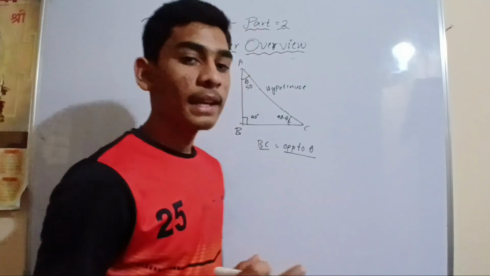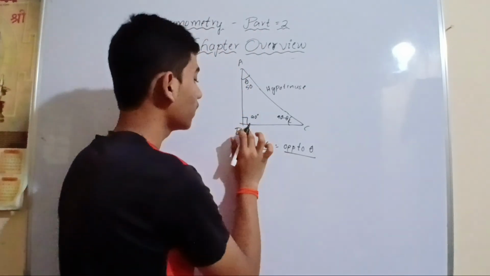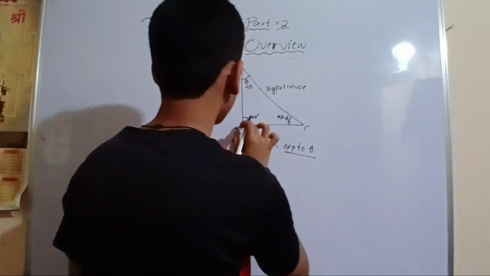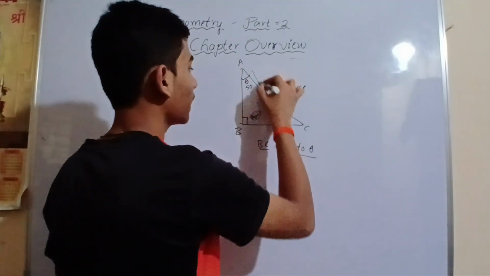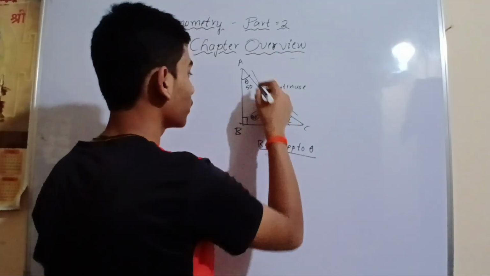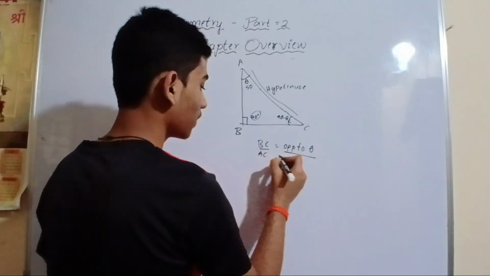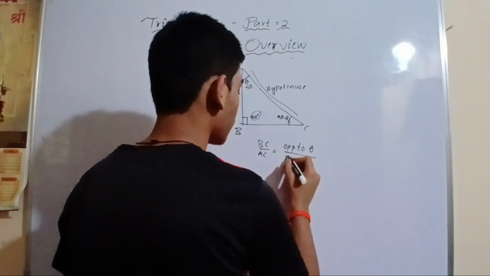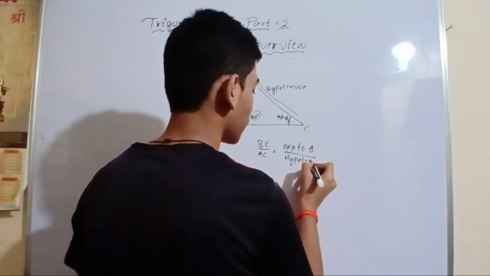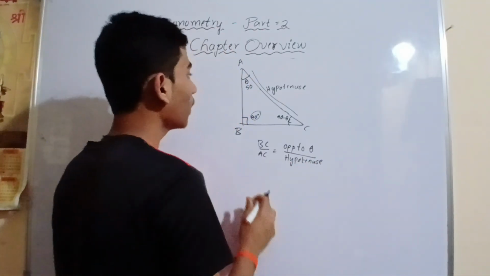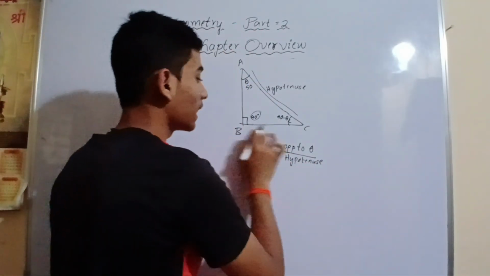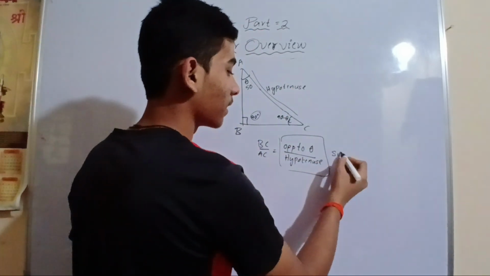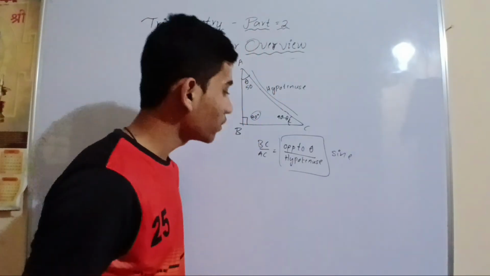Remember, the side which is always opposite to the right angle is the hypotenuse. See, this is our 90 degree angle and this is the hypotenuse. By hypotenuse, AC is equal to this hypotenuse. The ratio of the side opposite to theta and the hypotenuse, this ratio is known as sine. We calculate the sine ratio using this method.